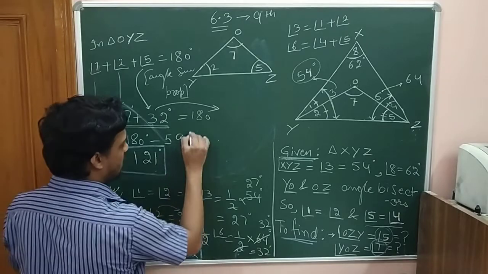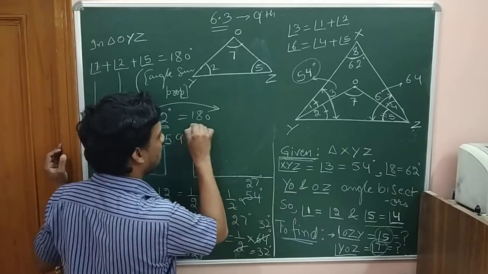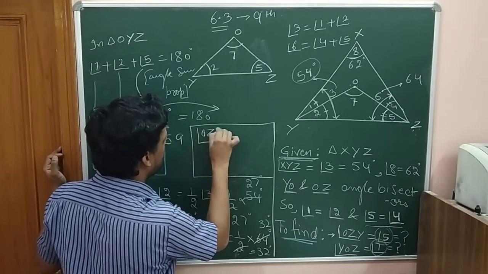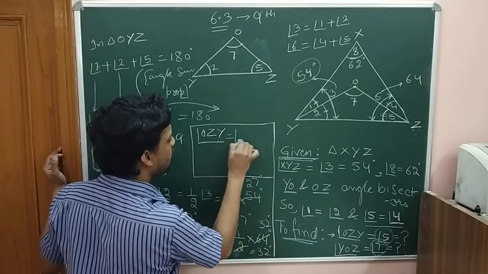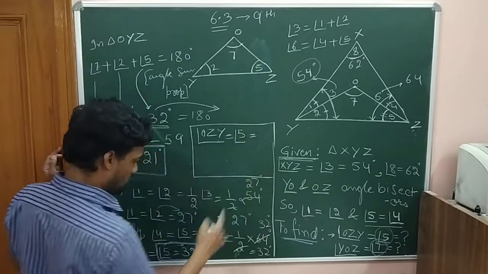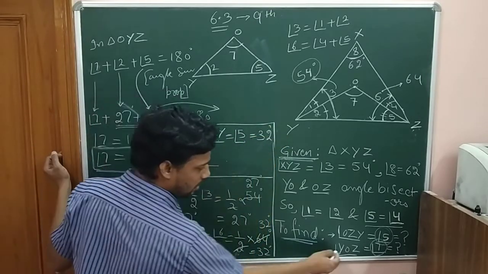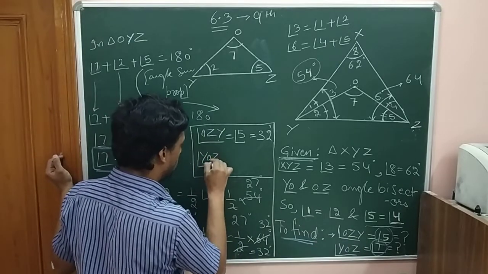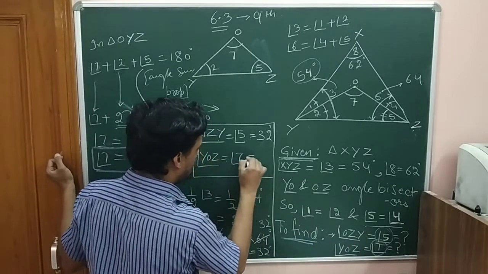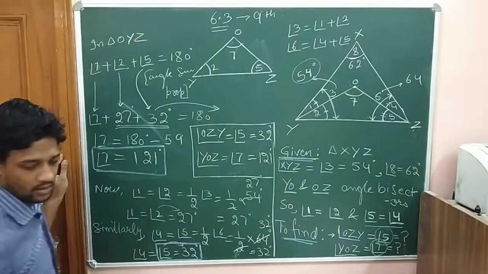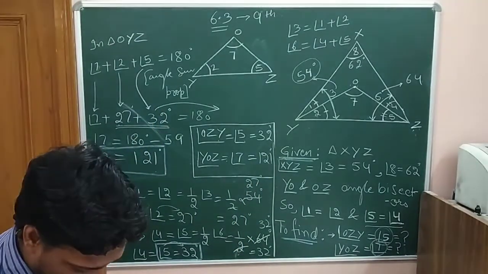In the end, please write the angles in alphabets. Angle OZY, which is angle 5, is equal to 32 degrees. Then angle YOZ, which is angle 7, is equal to 121 degrees. Clear?